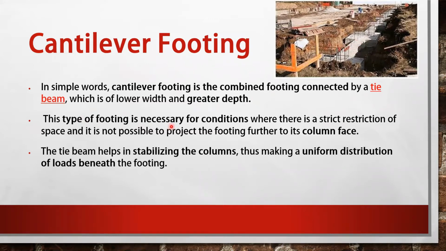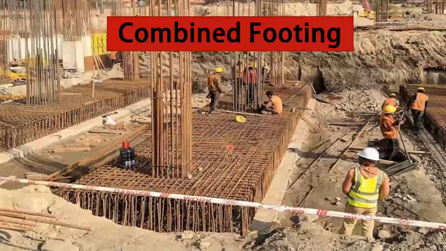This type of footing is necessary for the conditions where there is a strict restriction of space and it is not possible to project the footing further beyond its column face. So you can see over here is a restriction that we can't have the space. Due to the lack of space, we are going for this type of footing. Otherwise we would have constructed a combined footing like this.